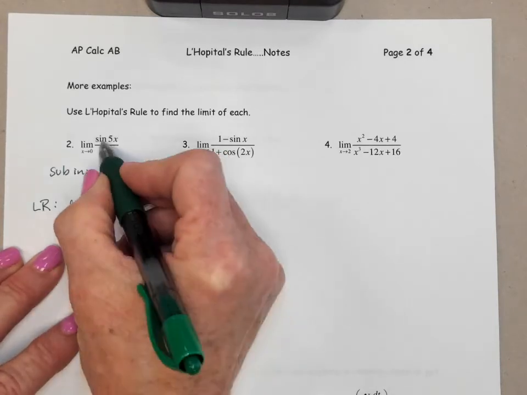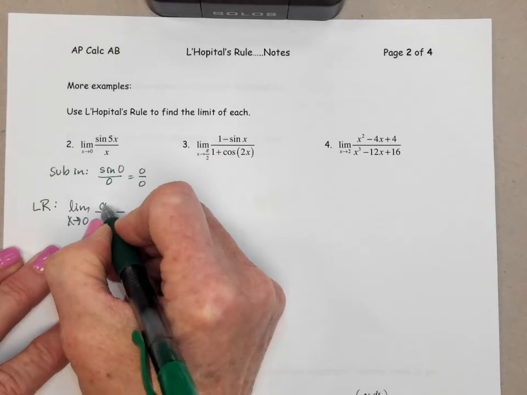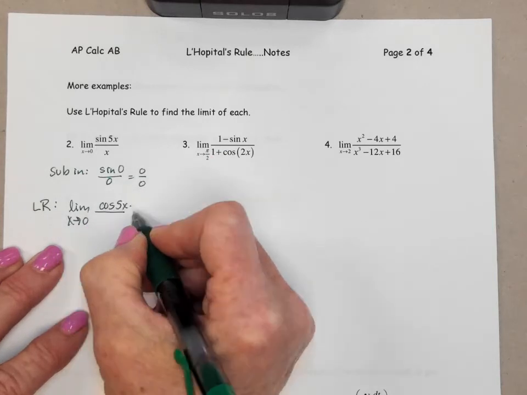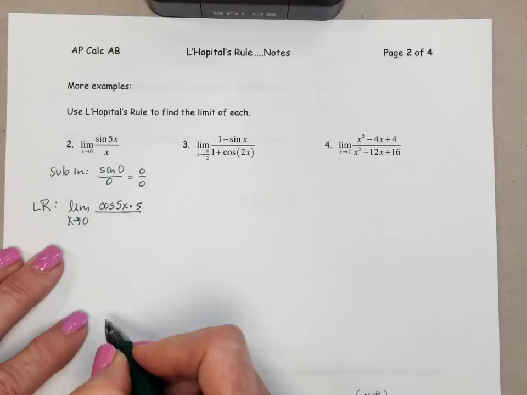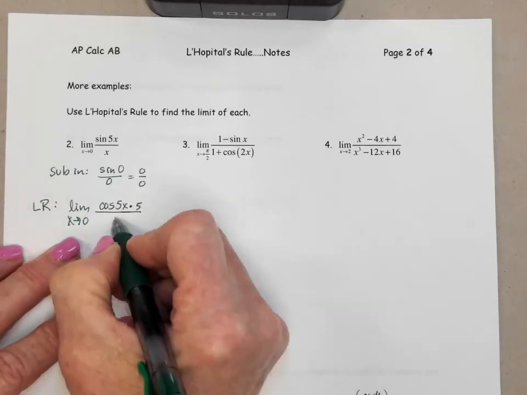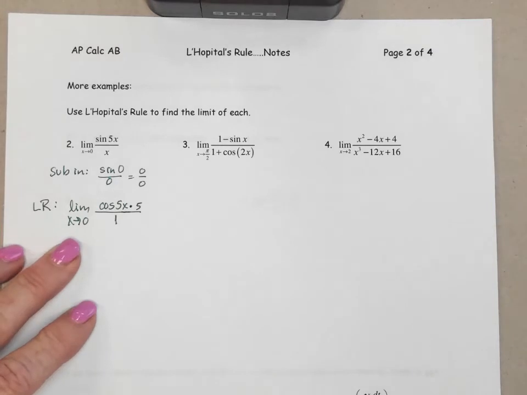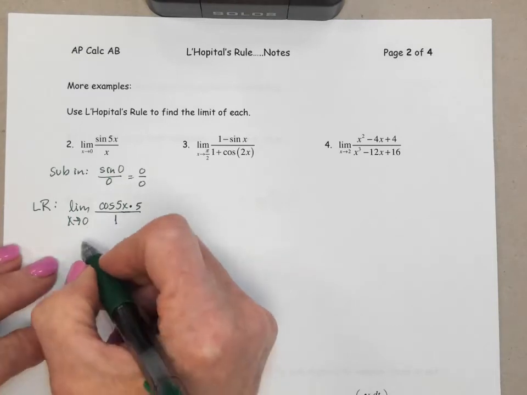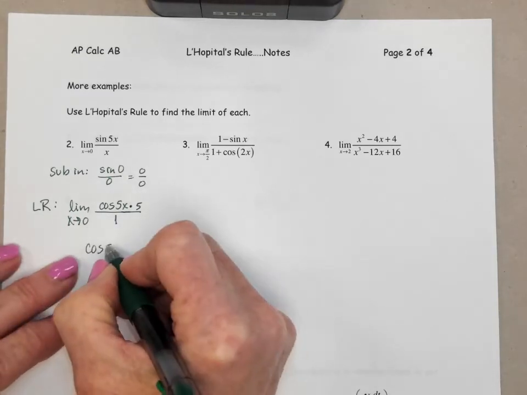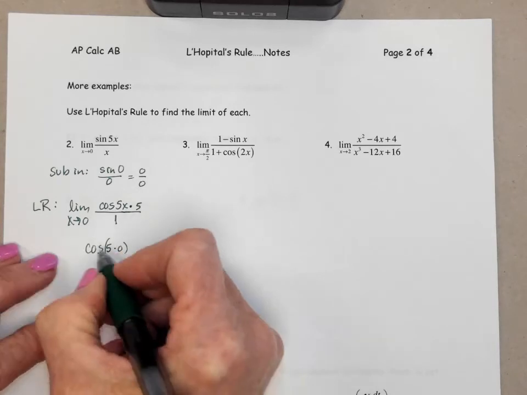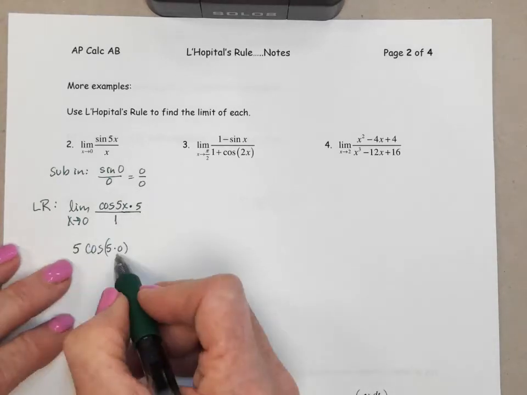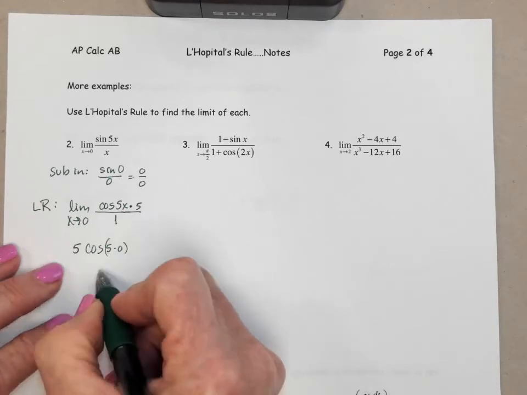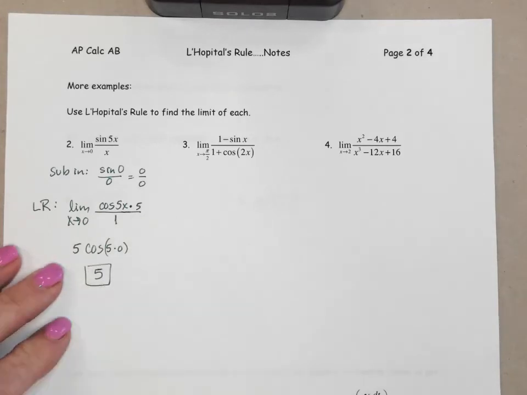The derivative of the numerator, the derivative of sine, is cosine 5x times the derivative of the inside, which is 5, all over the derivative of the denominator, which is 1. And now we sub in again. We're going to get the cosine of 5 times 0, all of that times 5. The cosine of 0 is 1 times 5, 5. That limit is 5.